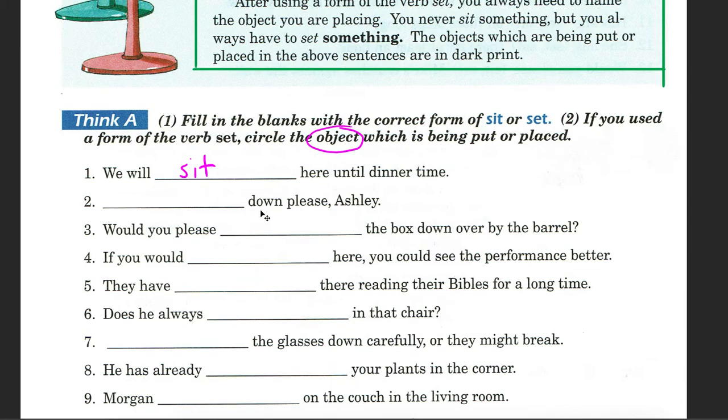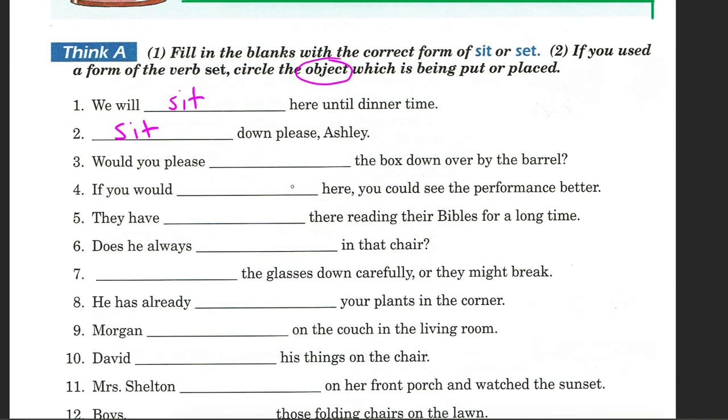Number two: sit or set down, please, Ashley. So this person is asking someone else to lay themselves down. If they're doing it to themselves, then you would say sit. All right, let's do number three real quick. Would you please sit or set the box down over by the barrel?